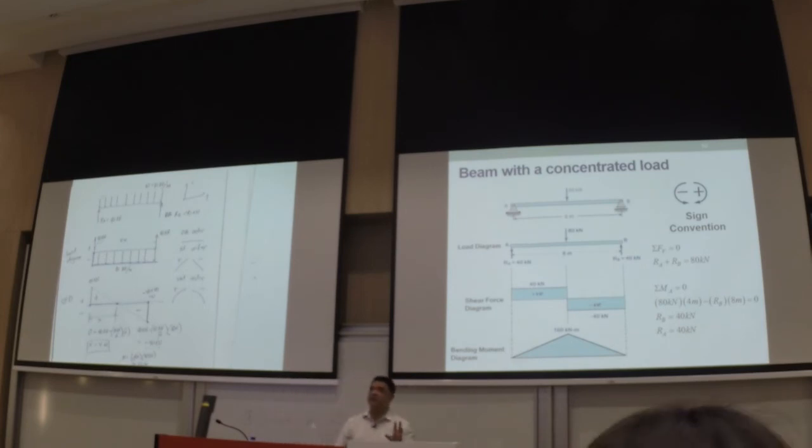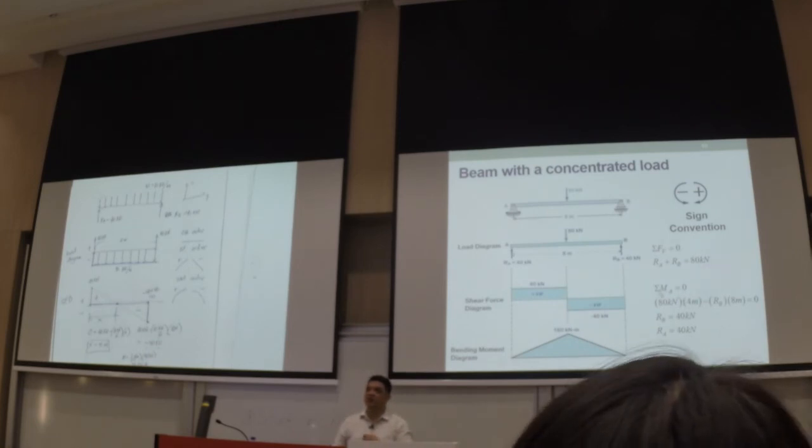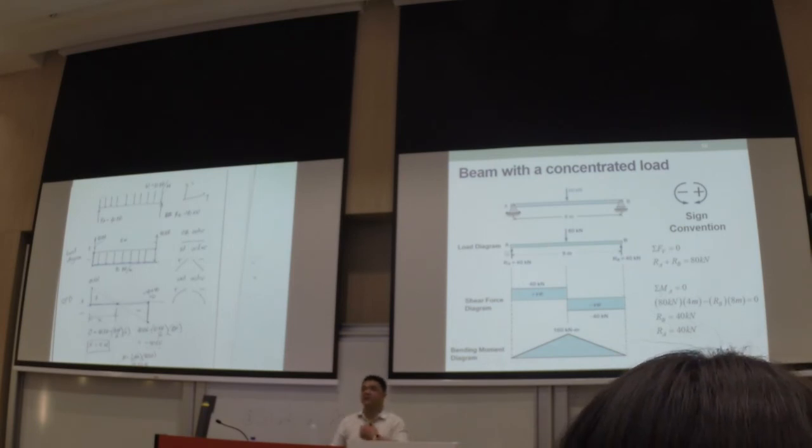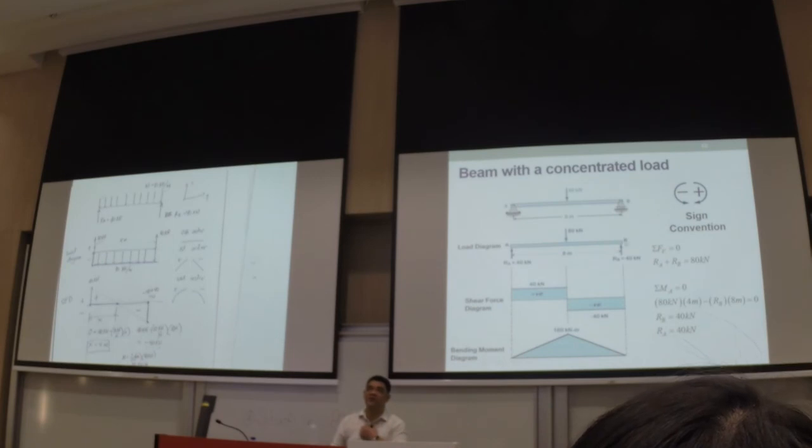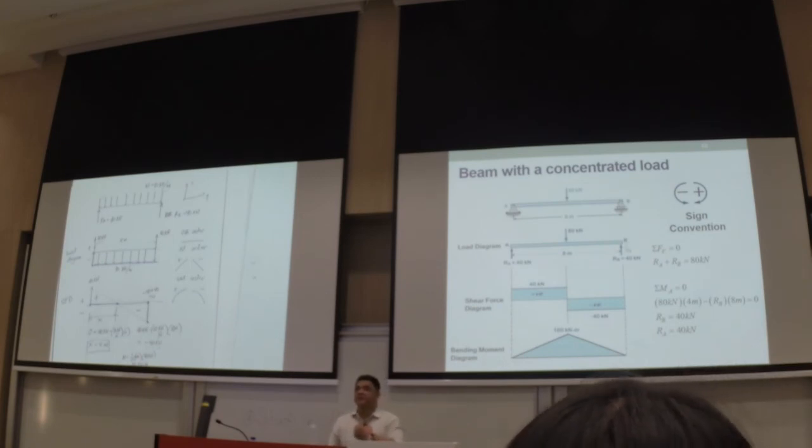So we have the reaction forces. We can use the summation of forces vertical equal to 0, summation of moments about a certain point. Of course, I'm just using about A. You can also use about B if you want to determine the reaction forces at the supports.